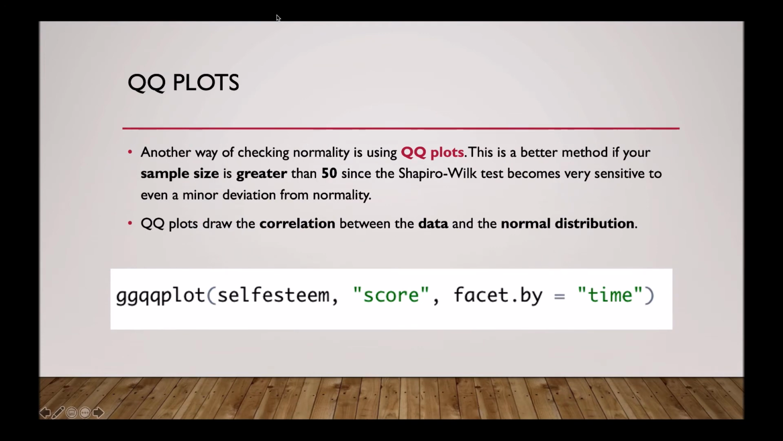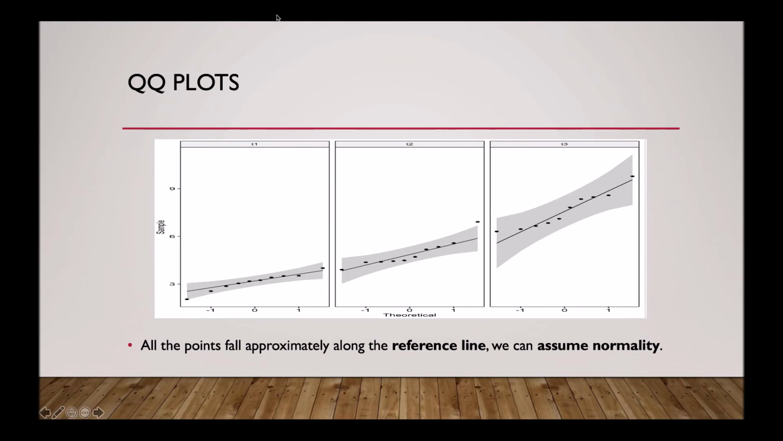We can also check normality by creating QQ plots. And this is a better method than the Shapiro-Wilk test, especially for larger samples, as the Shapiro-Wilk test can become very sensitive to even a minor deviation from normality. QQ plots draw the correlation between the data and normal distribution, and you can do a QQ plot by using the ggqqplot function, like this. And here are our QQ plots. As you can see, all of the points fall approximately along the reference line, so we can assume normality.